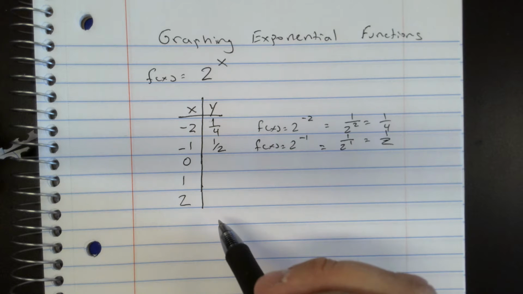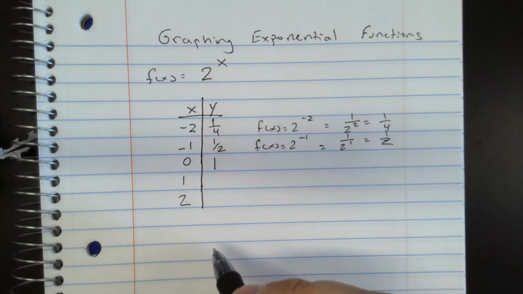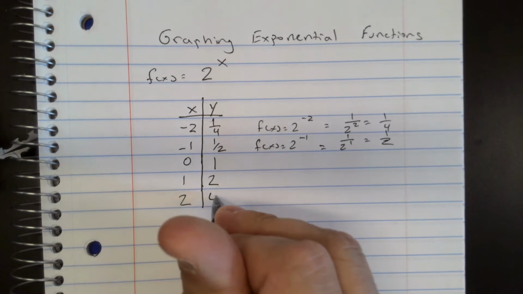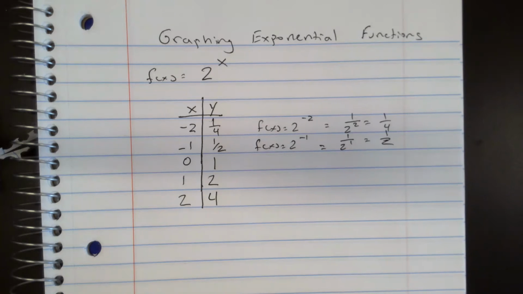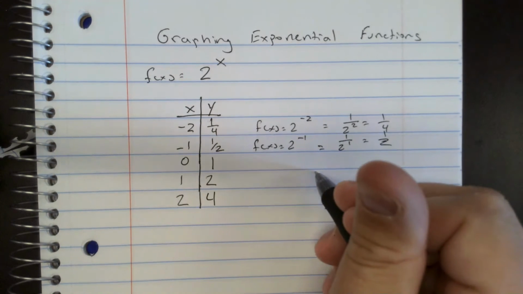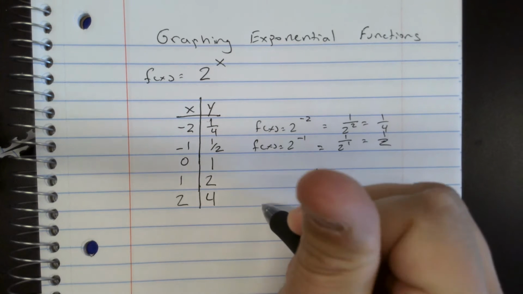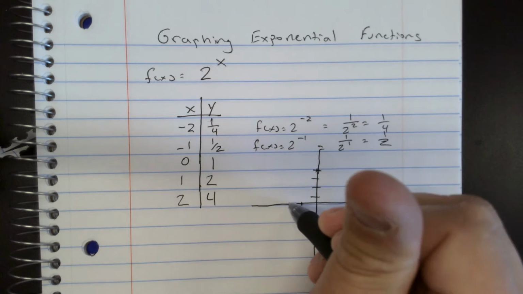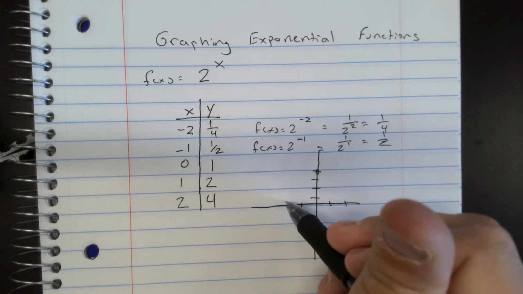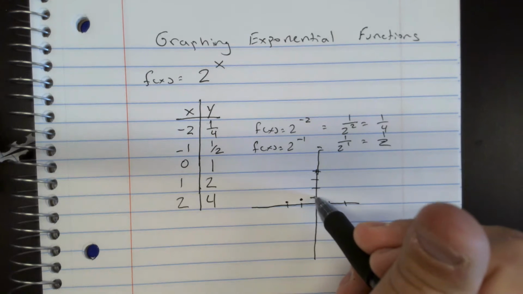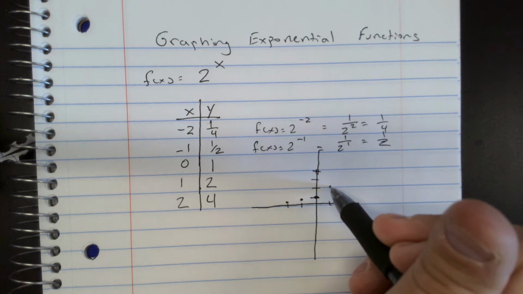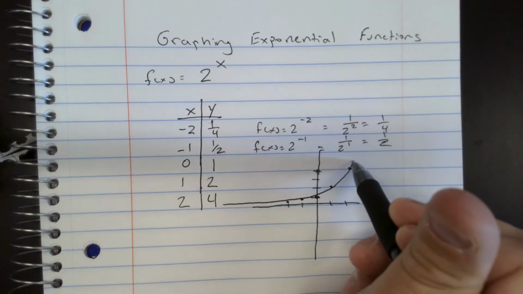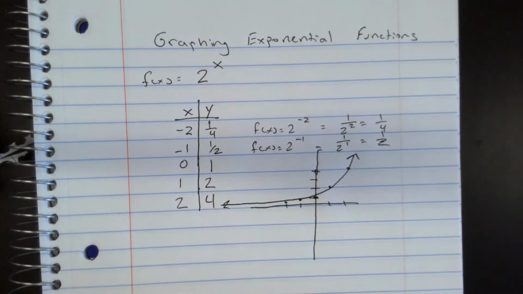1. Any number raised to the 0 power is 1. 2 raised to the 1 is 2. 2 squared is 4. Now, if you go over here to your graph, we would have negative 2, 1/4; negative 1, 1/2; 0, 1; 1, 2; 2, 4. So your graph is going to look like this.